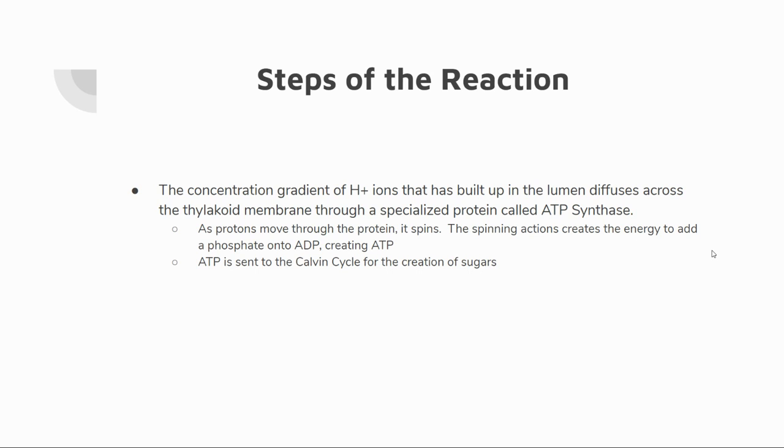Remember, nature does not want concentration gradients. So as the cell creates this concentration gradient in the lumen, nature's going to want to even it out. Once the concentration gradient is great enough, those protons are going to move through ATP synthase, spinning it like a top, creating the energy as it moves towards equilibrium.